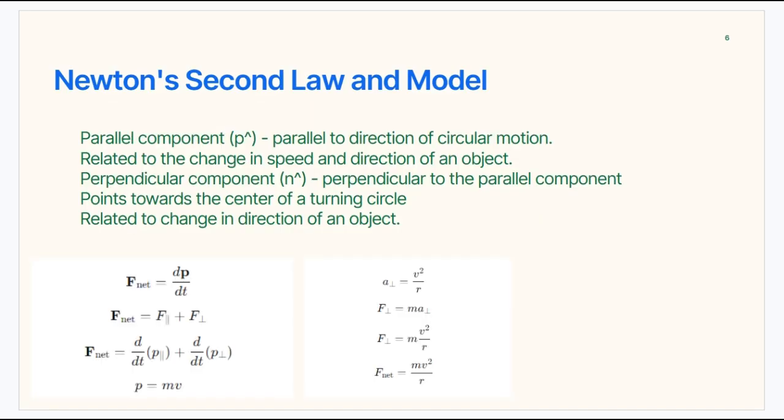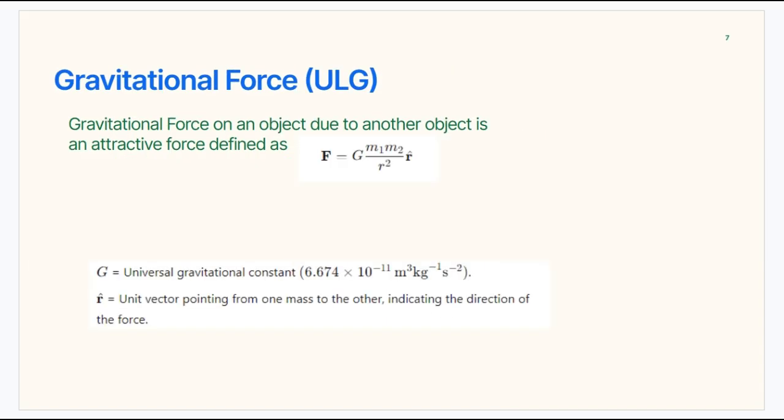Here we have Newton's second law modeled in circular motion, where the parallel component p hat is parallel to the direction of circular motion and it changes the speed of the object. The perpendicular component n hat is perpendicular to the parallel component, and it points toward the center of the turning circle, and it's related to the change in direction of the object. You can see here all the components that go into the derivation for F net, which is mv squared over r.